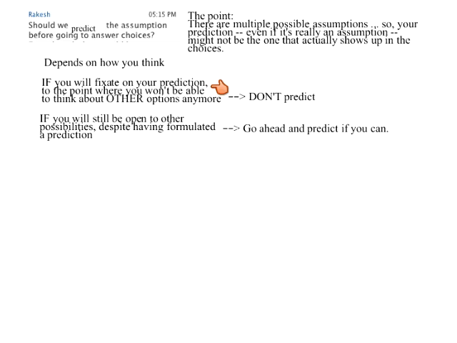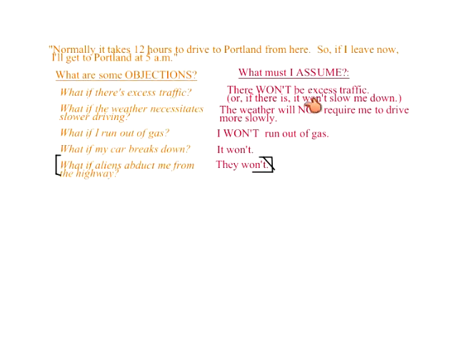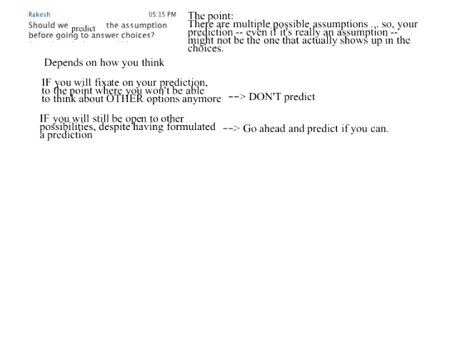So, for me, in these choices, it'd be a bad idea to make a prediction, because then I would be looking for my prediction, and if I saw the other thing, I just wouldn't recognize it. If I predicted "I won't run out of gas," I wouldn't notice the traffic light. I'd be like, "not what I was thinking." So if you're like that, don't make a prediction because it'll close your mind off to other things, and very often the assumption they pick will be another thing.